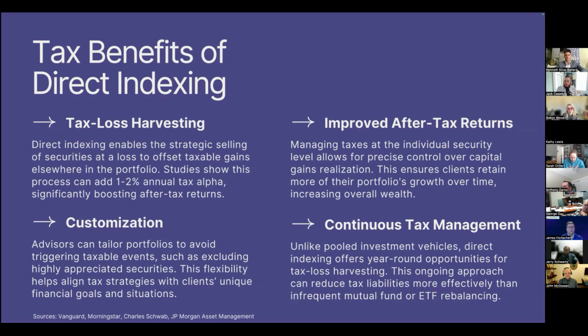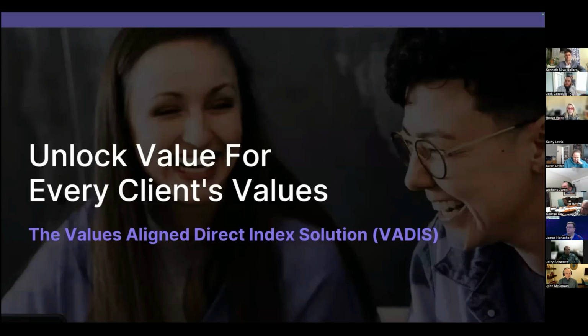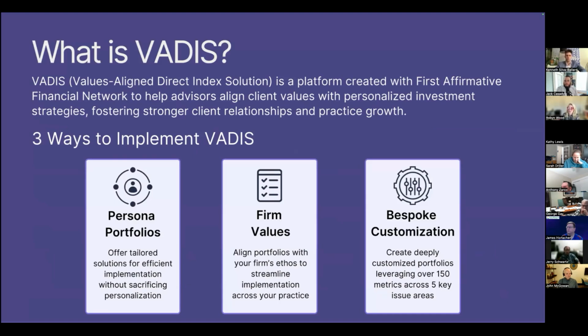And then again, we'll talk about this a little bit during the demo, but some of the tax benefits of direct indexing are tax loss harvesting, of course, customization of not only the holdings but the execution of, or avoiding execution of, taxable events, things like that. And with continued tax management as well, not just in the initial optimization, but throughout the journey of the entire relationship.